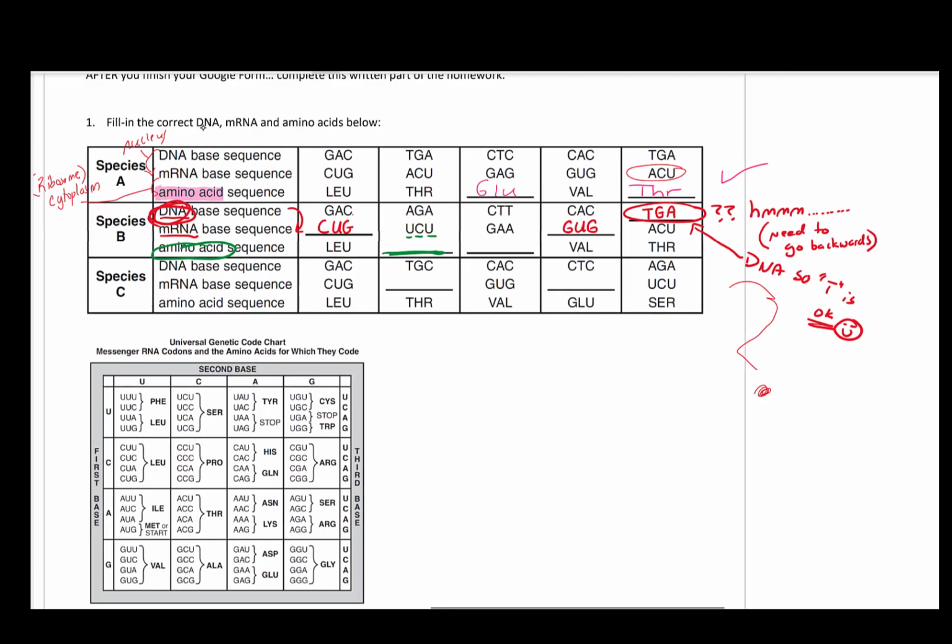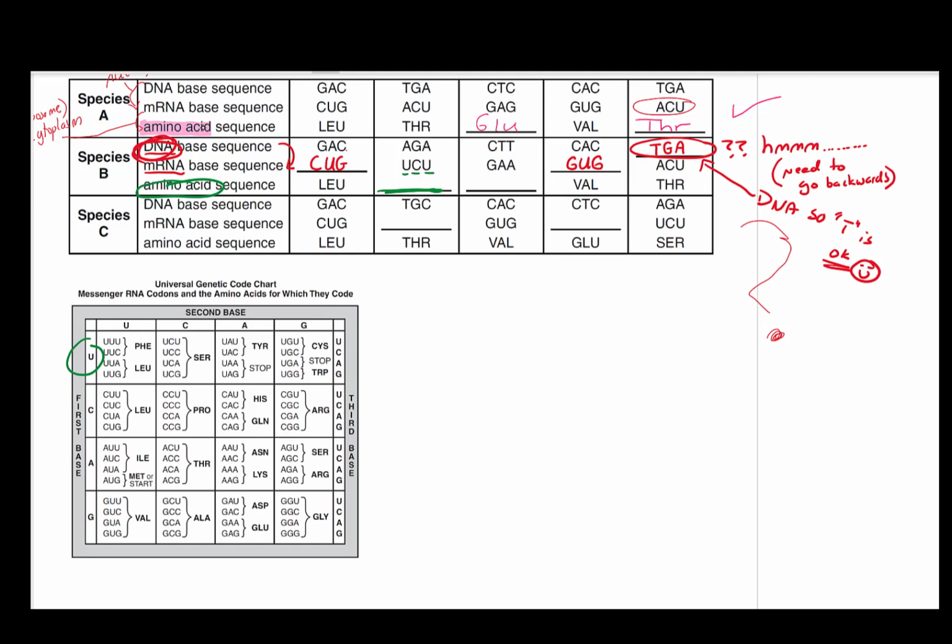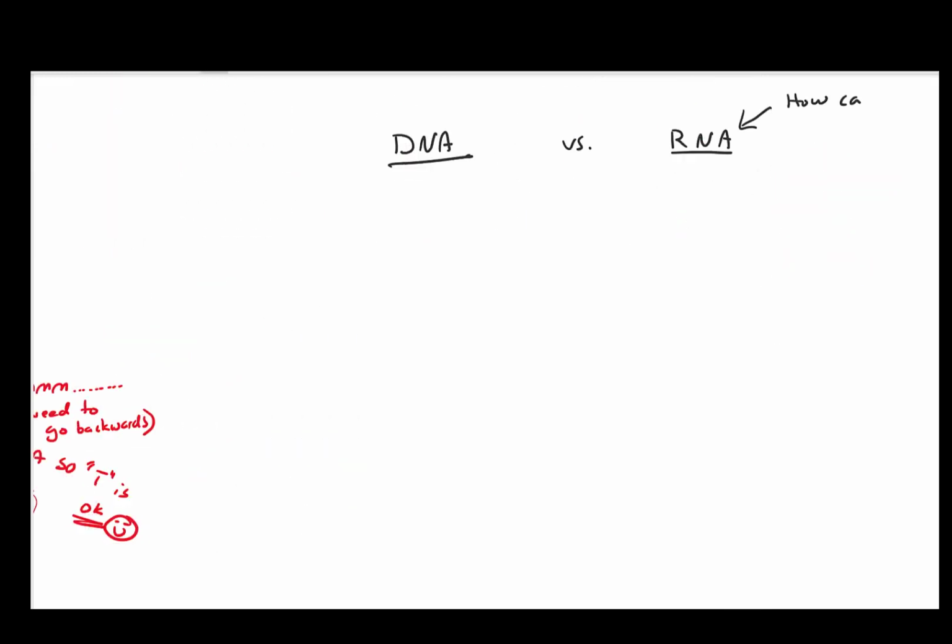And now the amino acid sequence, you're going to use the mRNA, UCU. UCU stands for SER. GAA. Let's pinpoint this guy. Stands for glutamate, GLU. Species B, we finished. Species C, all done.